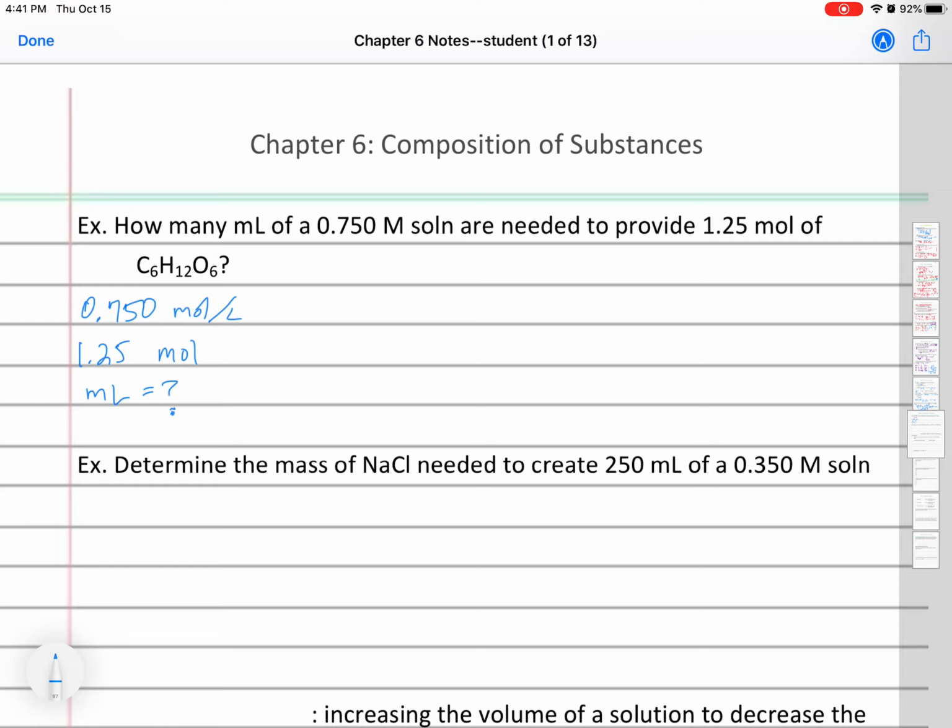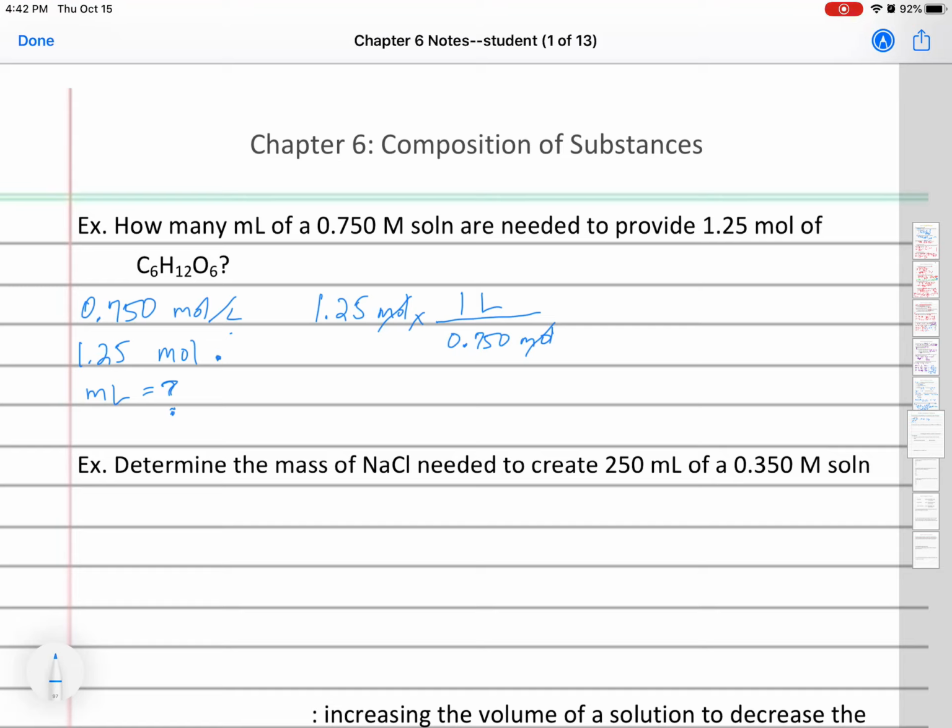Okay, so I'm looking at what we have, and I'm looking at the units. We have something in moles, and then we have something in moles per liter. So I could multiply these in order to convert from moles to volume of liters, and then I could easily convert from liters to milliliters. So that's what I'm going to do. I'm going to start with that 1.25 moles. I'm going to use the molarity as a conversion factor, and I'm going to flip it. So 0.750 moles per 1 liter.